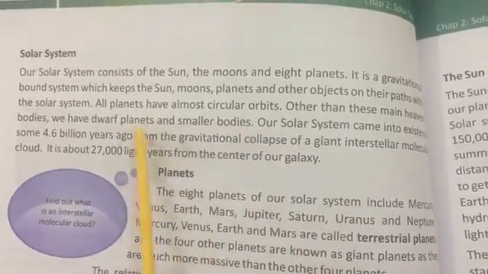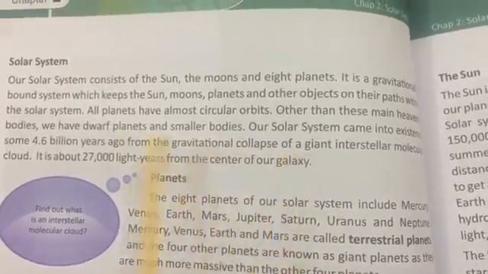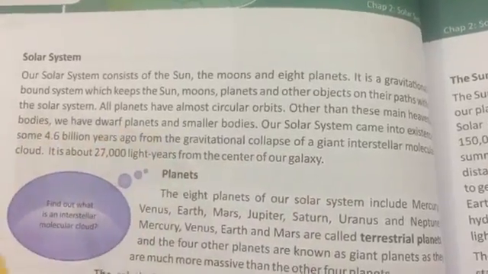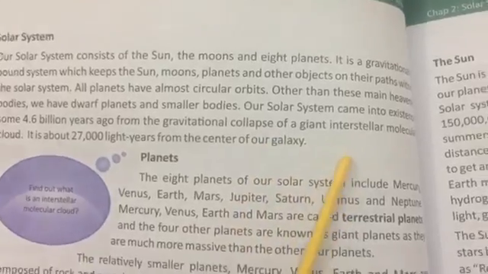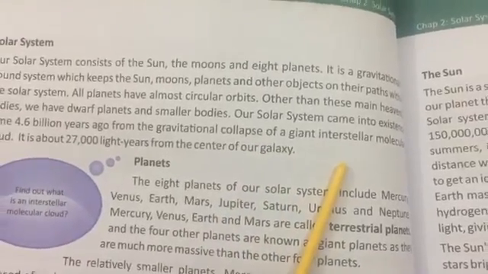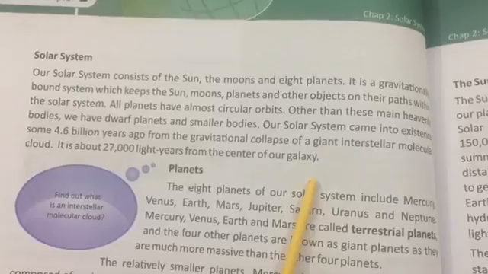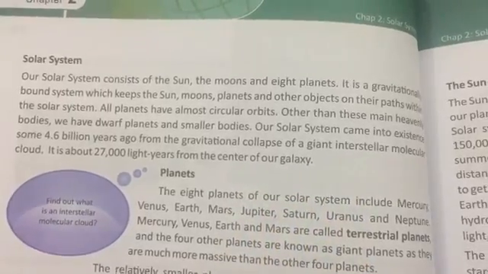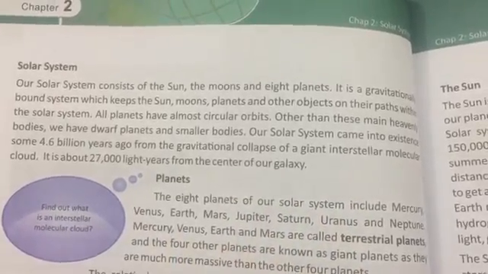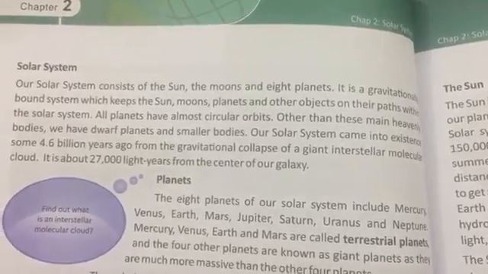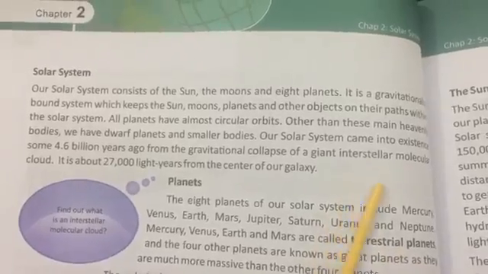And how did it come into existence? It came into existence 4.6 billion years ago, when there was a collapse of a giant interstellar molecular cloud. This means that there are clouds between the stars, between the galaxies, between the solar systems. So there was a giant collapse, a big huge collapse of one of these clouds, and our solar system came into existence.